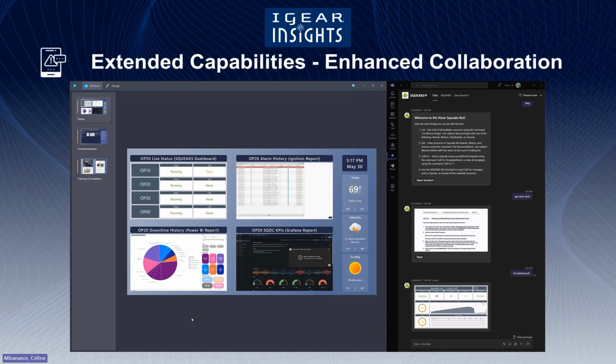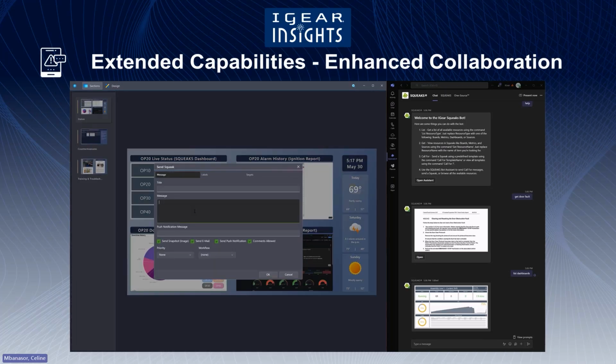So here, what you'll see on the left-hand side is a downtime history Power BI report. And you'll see as team members notice that maybe a specific metric is trending in the wrong direction, what they're able to do is immediately send out a message where they're able to include certain context within the message body.